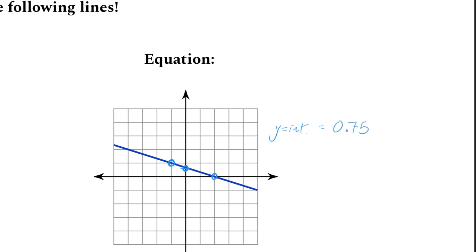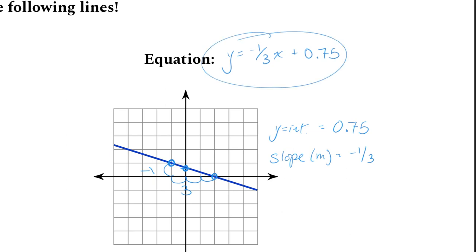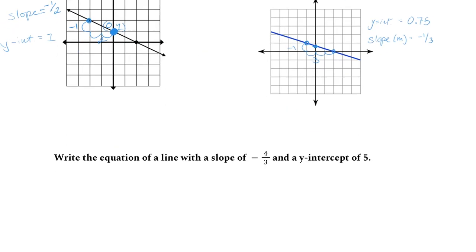Now there is a way to find this exact value, but we're not going to do that in this video. And our slope, which again, remember it could be written as m, is down 1 over 1, 2, 3. So negative 1 over 3. That equation will be y equals negative 1 over 3x plus 0.75.